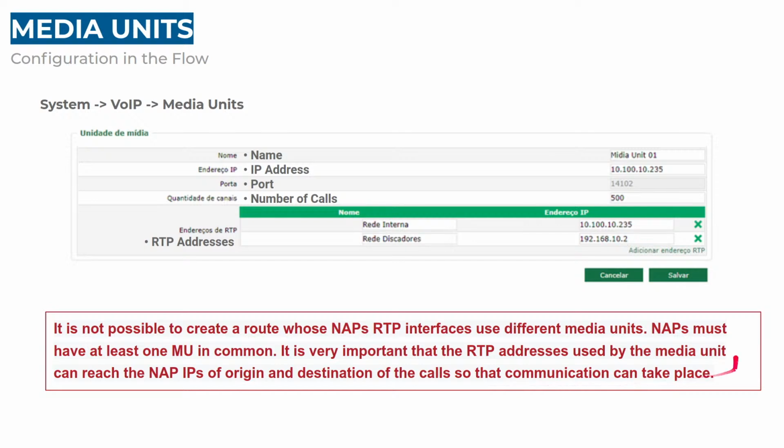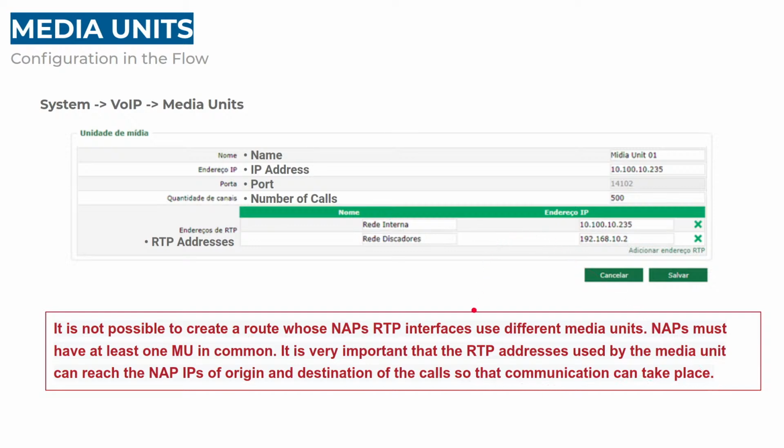It's not possible to create a route whose NAPs' RTP interfaces use different media units. NAPs are network access points, as we saw before in our first training, and must have at least one media unit in common. It is very important that the RTP addresses used by the media unit can reach the NAP IPs of origin and destination of the route, so that communication can take place.